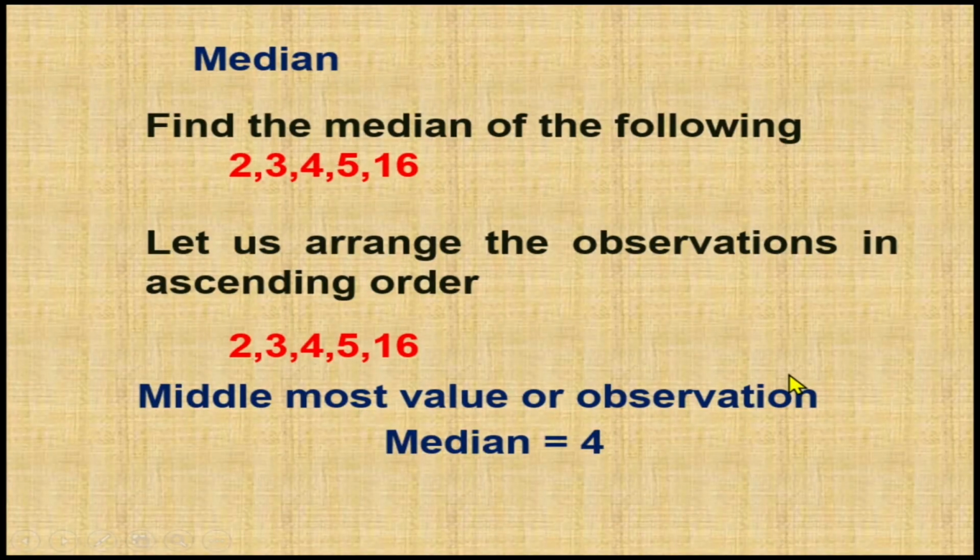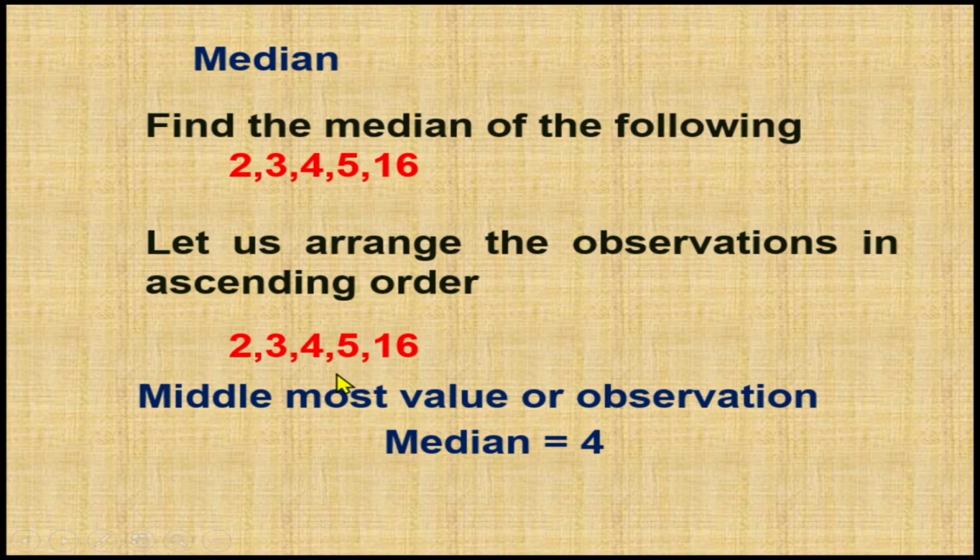What do you call that? Median. So, how to find a median? Let us check. Find the median of the following: 2, 3, 4, 5, 16. When you arrange them in ascending order, what will you get? 2, 3, 4, 5, 16. So, if I try to find the middlemost value, 1, 2, 3, 4, 5, if I leave the first 2 and last 2, I am able to see there is one value in the middle, that is 4.